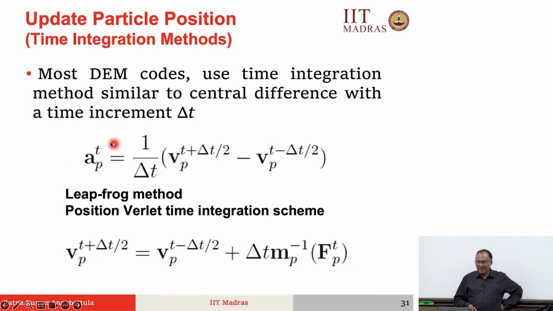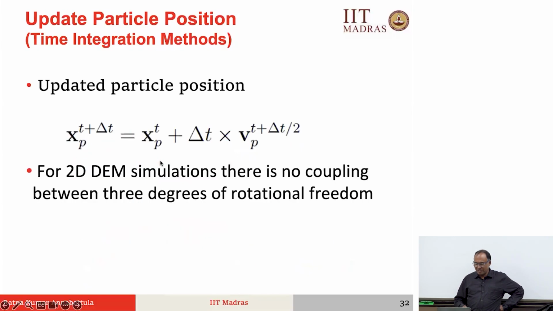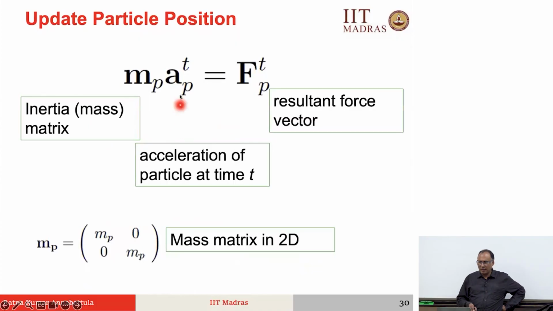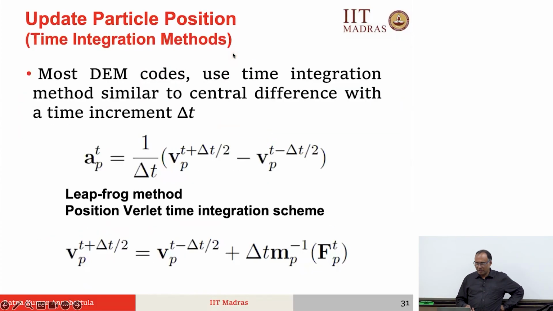So if you know the acceleration at time t, you can calculate using central difference scheme what is the velocity of the particle at time t plus delta t by 2 by knowing what is delta t, and then you can calculate from the previous equation. Here m inverse Fp, that is what is plugged into ap, and then you get the velocity of the particle at time t plus delta t by 2, right?